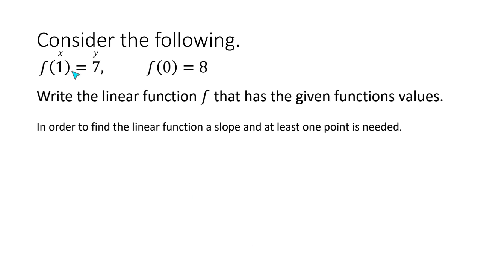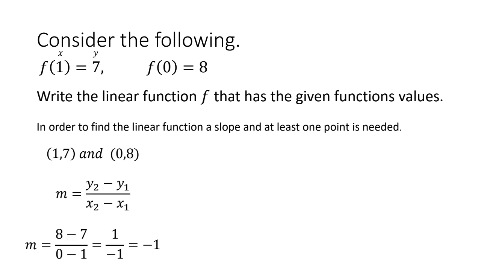So if we look at these points a little bit closer, inside of the parentheses, that's your x coordinate. And then the result is your y coordinate. So here we're going to have our points 1, 7. And the second point, our x is 0 and our y is 8. Okay. So we need a slope, so we can use the slope formula. So we're going to have 8 minus 7 and 0 minus 1. So we get 1 divided by negative 1 is equal to negative 1.